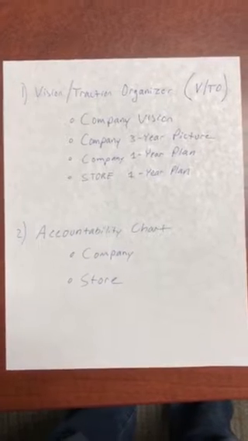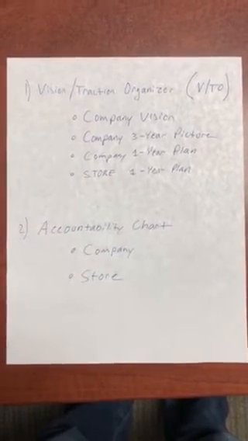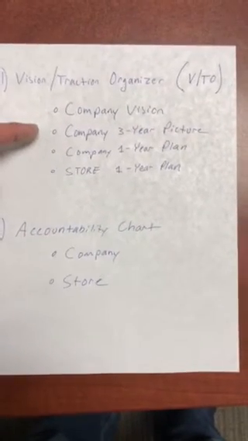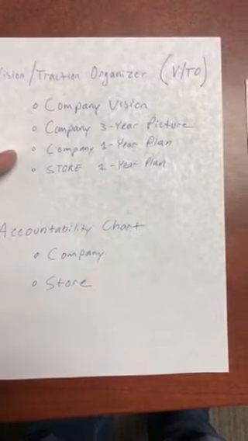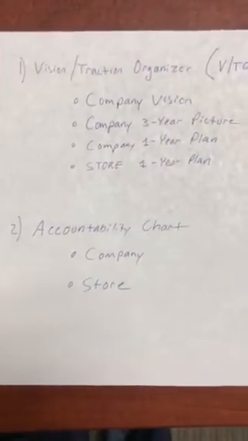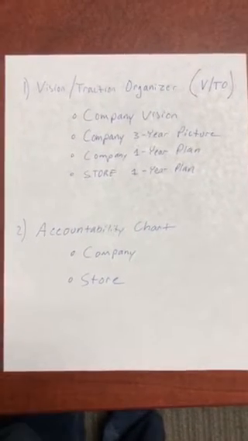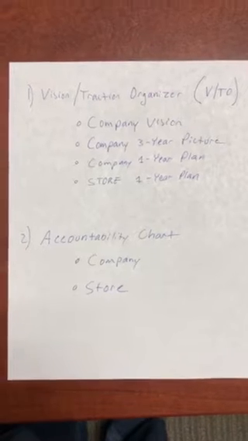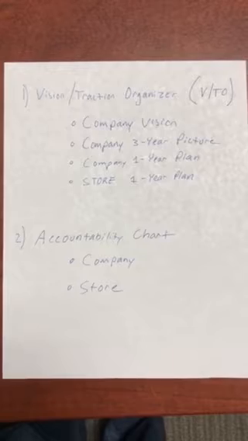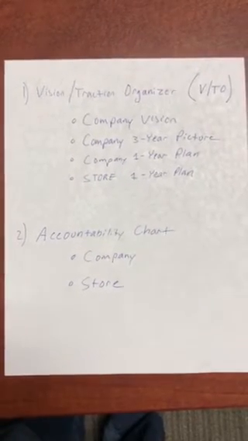Most of you should be familiar with this, but in summary, this is a short, concise document that encompasses the company's vision, the company's 3-year picture, the company's 1-year plan, and what we're going to talk about today is incorporating the store's 1-year plan. Now, most of you have already put together a full-blown business plan. What this is going to do is put that plan into a single-page document from a high level that goes over the key areas of focus at the store.